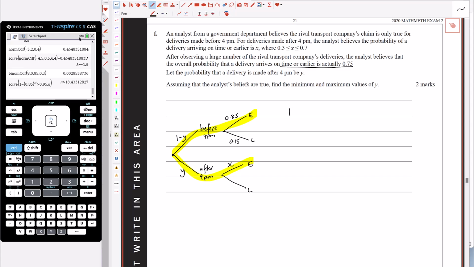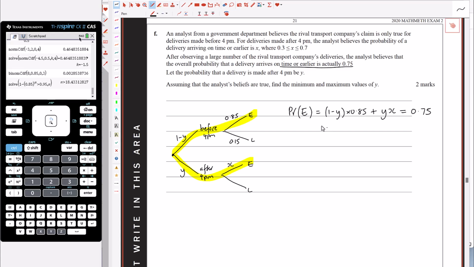Okay, so the probability that a delivery is on time or earlier is (1 minus y) times 0.85 plus y times x, and we believe that that is 0.75. So I've got an equation involving x and y. Assuming the analyst's beliefs are true, find the minimum and maximum values of y. It's a max-min problem, so I need to make y the subject of this equation that I've just created.